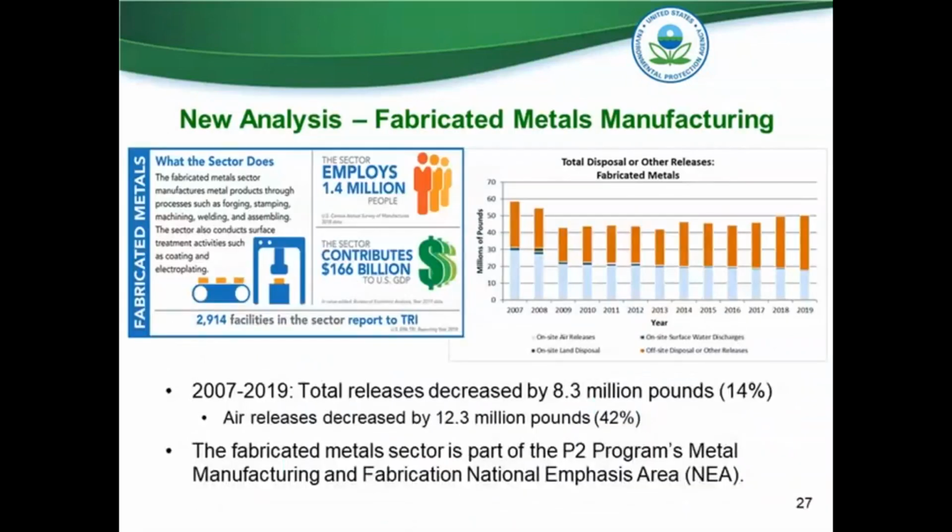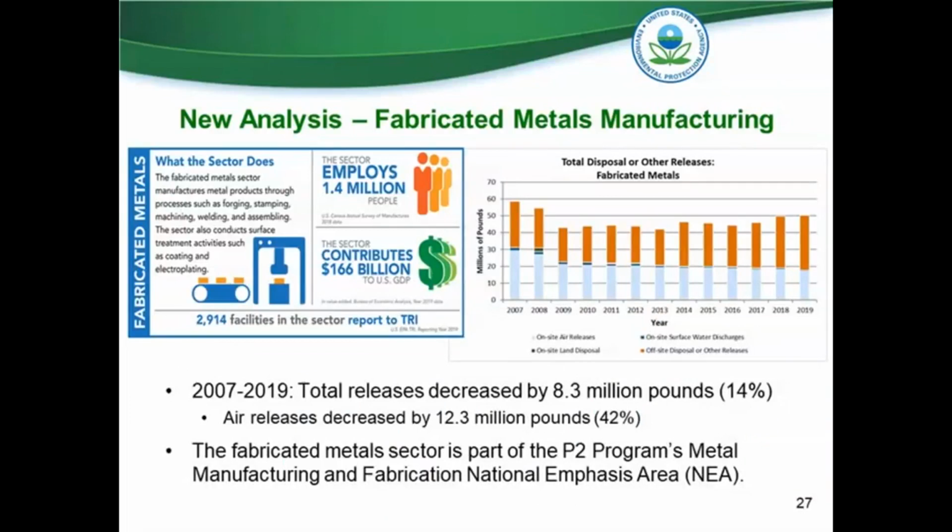So the next several slides will look at some new content in the 2019 national analysis. I mentioned earlier that we did a new profile on fabricated metals manufacturing facilities. So this shows just a quick snapshot of a part of what is in that profile on the website, including this infographic that talks about what the sector does and its economic contribution to US GDP, as well as the trend in its releases.